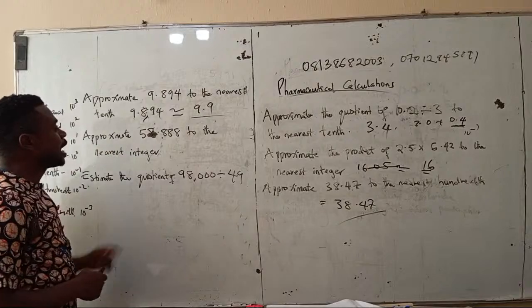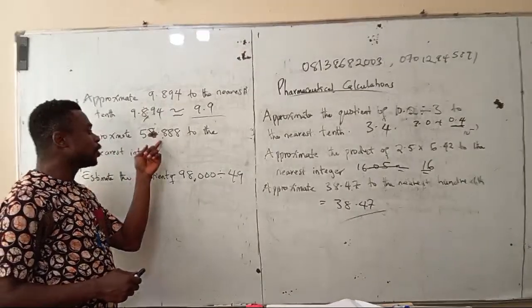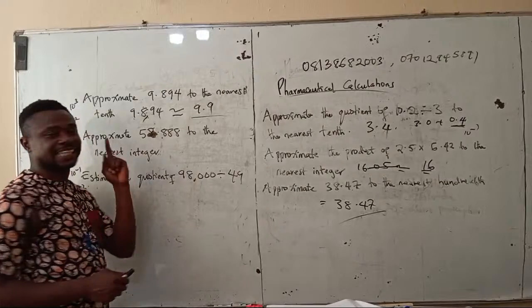Okay, let's go to this question. This one says approximate 58.888 to the nearest integer.